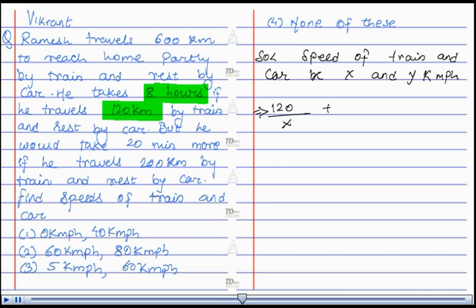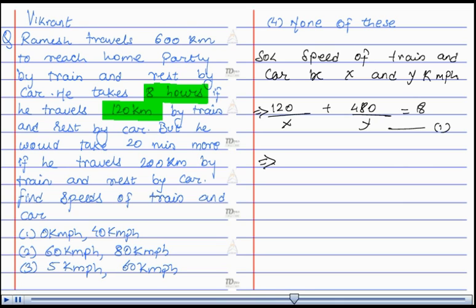Similarly, the total distance now remains as 480 because the total was 600, out of which 120 was travelled by train, at a speed of y. The total time turns out to be 8 hours. So this can be framed as equation number 1.